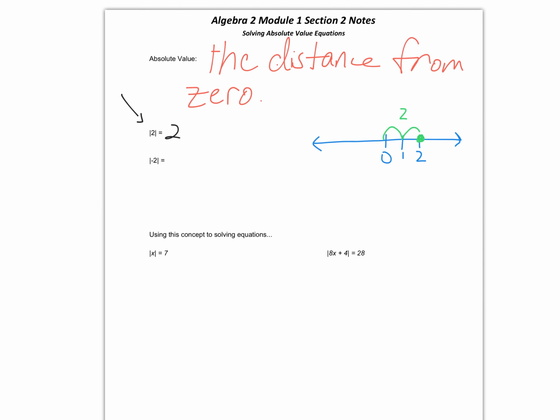The next example is the absolute value of negative 2. So let me continue my number line into the negatives. Here's negative 2. Well, what is that distance from 0? That is also 2 units away from 0. So what you notice is that when you take the absolute value of something, you're going to get a positive number. So let's use this concept to look at solving absolute value equations.